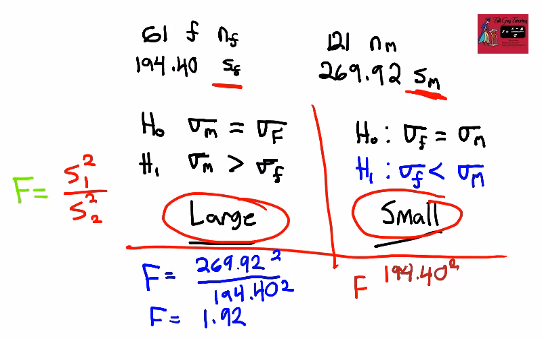194.40 squared all over 269.92 squared. If I punch that into my calculator, what do you get? The F equals 0.519 technically. So you really didn't do anything wrong, but you have to make sure that you stay consistent. That means there are two ways of doing this problem, which means there are two possible F values to this problem.